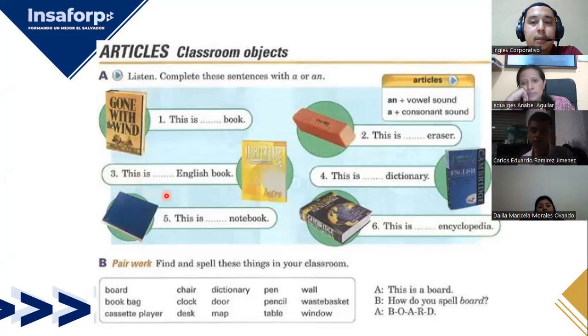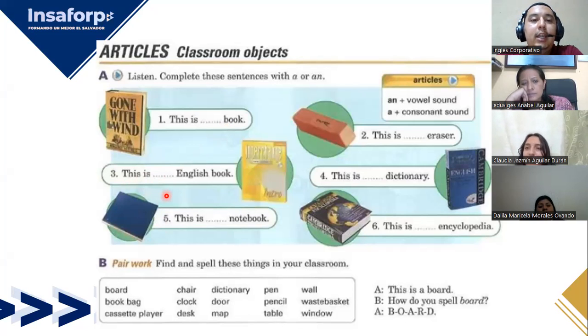This is an English book. If you hear English book, right? We can hear the sound like a vowel sound, right? The vowel sound. This is an English book. An English book. What about number four right here?